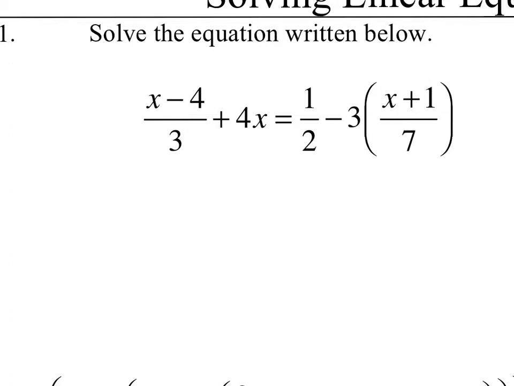Hey guys, this is Spiral Review for Spiral number 2. We're going to start with solving some equations. First up, we've got something that involves a lot of fractions.